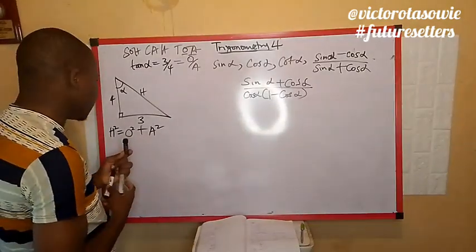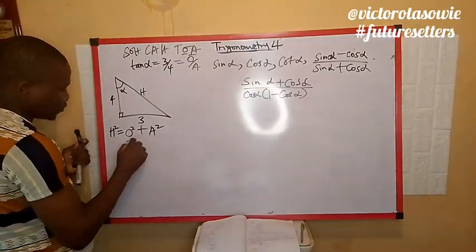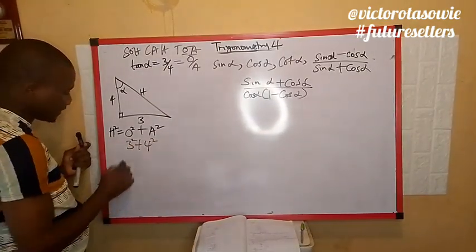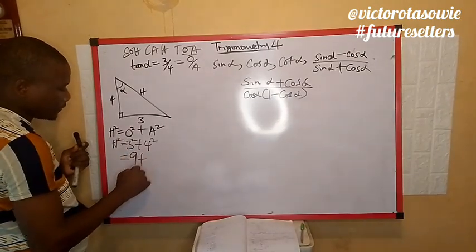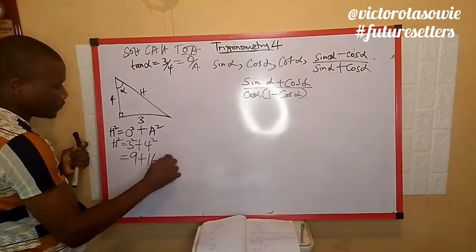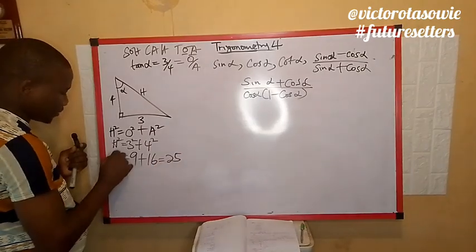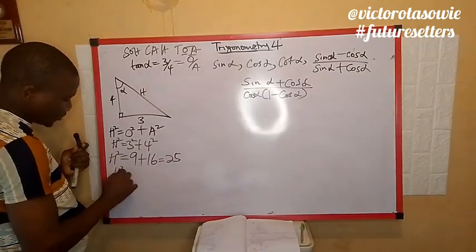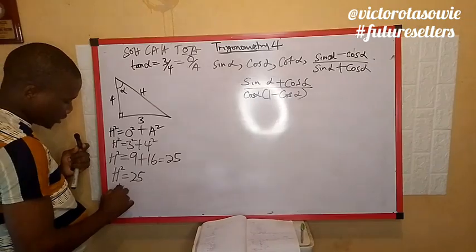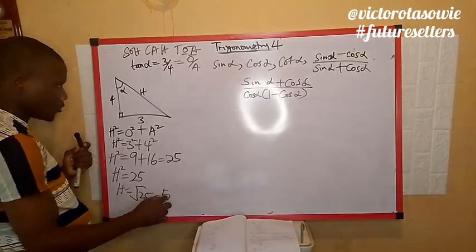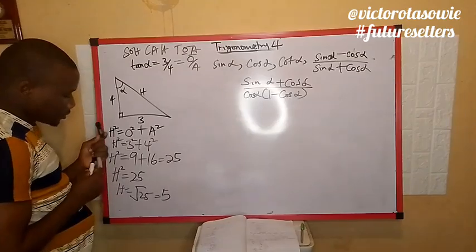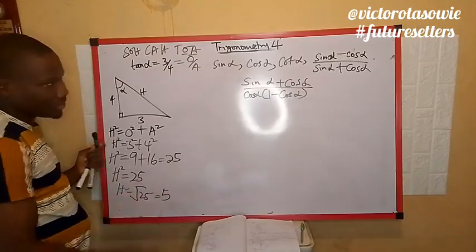So now what's the opposite? Opposite is 3 squared plus adjacent, which is 4 squared. We have that h squared equal to this. Now 3 squared equal to 9, 4 squared equal to 16, and this will give us 25. So we have h squared equal to 25. If h squared equal to 25, h is equal to square root of 25, which is 5. So if we have been able to find hypotenuse to give you 5, you've gotten your answer already.